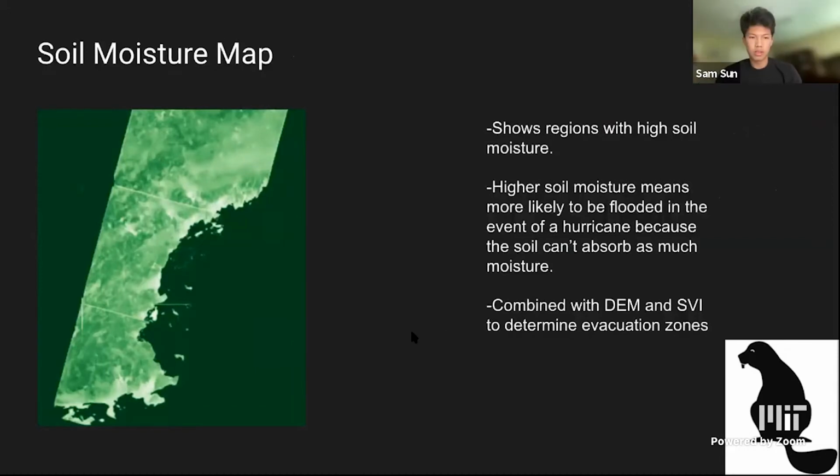So next we have the soil moisture map, for which I used data from Landsat 8. On the picture on the left, the regions in white represent areas with higher soil moisture, which means they are more likely to be flooded in the event of a hurricane because the soil can't absorb as much moisture. When this map is combined with the digital elevation model and a social vulnerability index, they can be used to more accurately determine the evacuation zones.